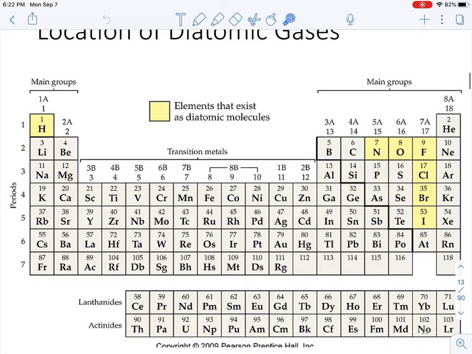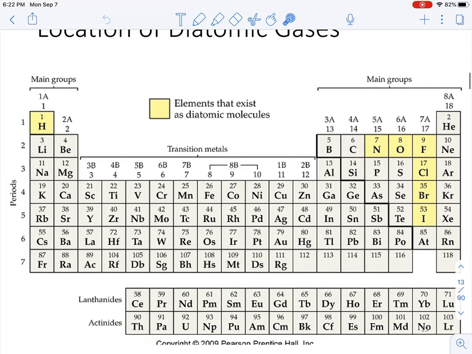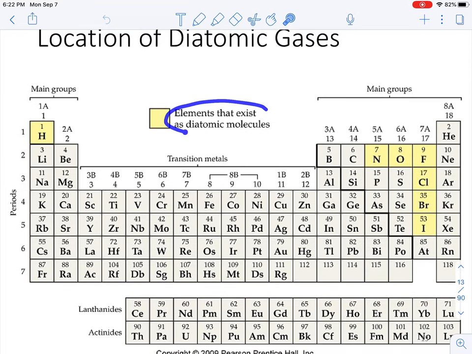There's one other thing that I do want to mention, and that's the location of the diatomic gases. This periodic table highlights where elements naturally exist as diatomic molecules. And what does it mean to be diatomic? Well, it means that you have two atoms of that element. For example, here we have hydrogen. Hydrogen does not exist in its singular form. It turns out that hydrogen naturally exists as a diatomic compound or a diatomic molecule.